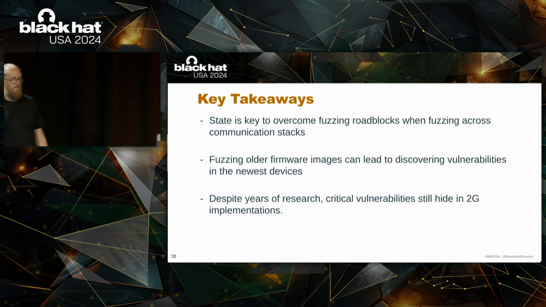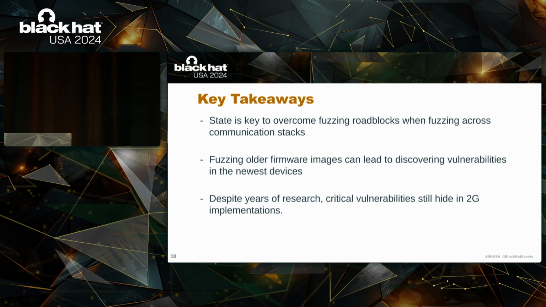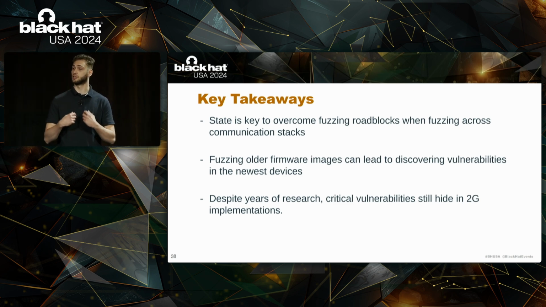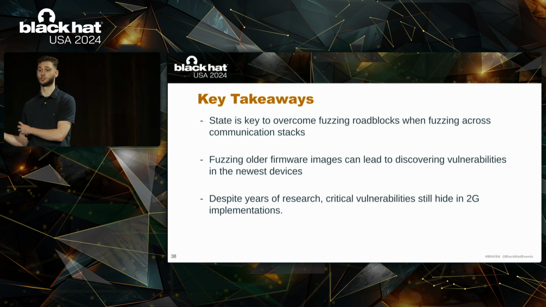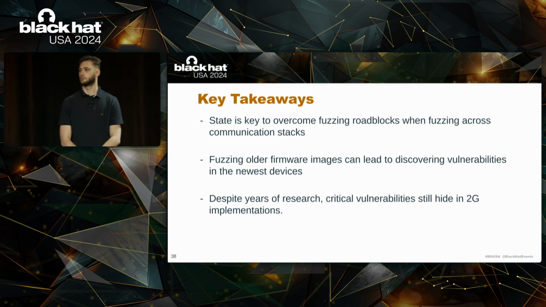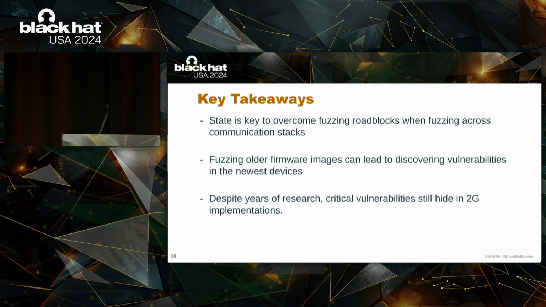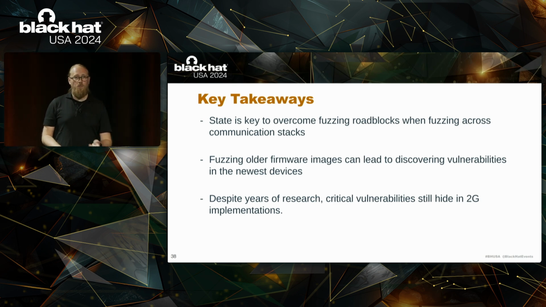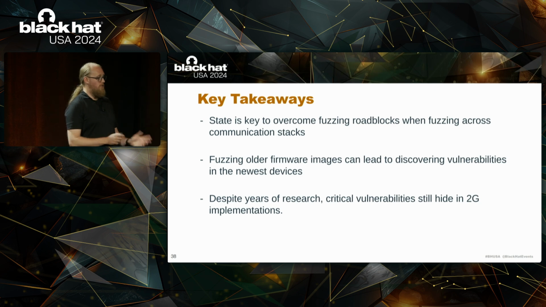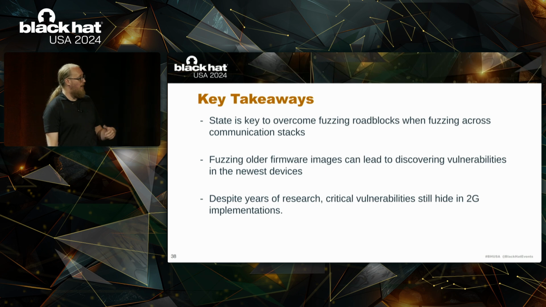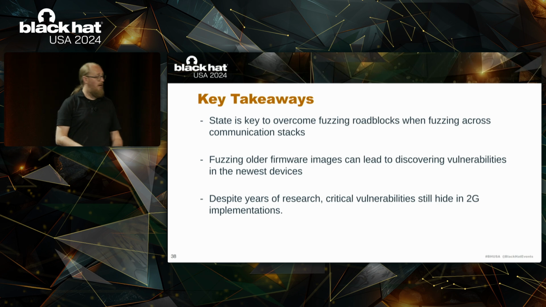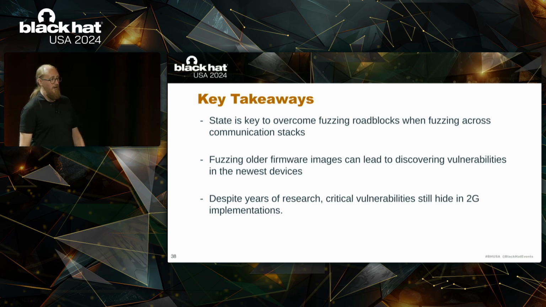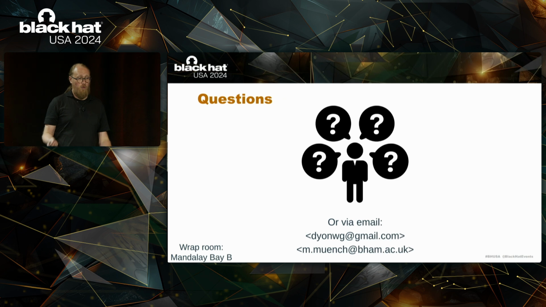And additionally, even though we fuzzed relatively old firmware images, we can still see that these bugs that were present in those firmware images actually transfer to the newest devices. And lastly, we want to really stress that despite years of research, despite a lot of people already looking at 2G, running fuzzers, doing reverse engineering, there are still critical and high impact vulnerabilities hiding in these legacy cellular stacks. So where possible, we would really recommend to phase out 2G and disable the use of the stack within the baseband. And that concludes our talk.